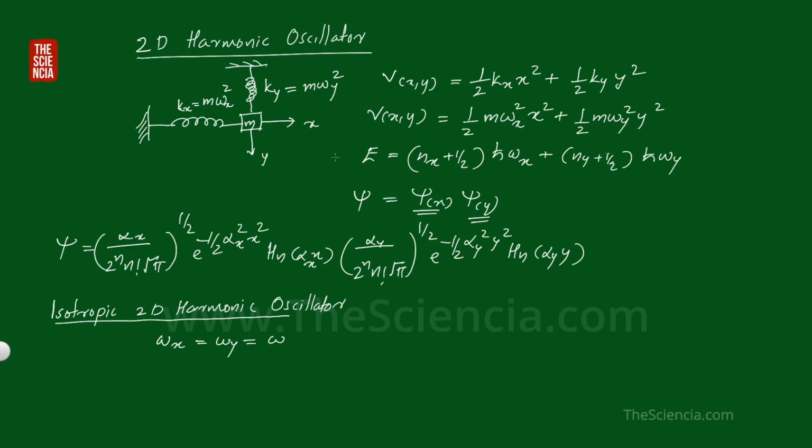So we can write the energy expression E is equal to nx plus half h cross omega, since omega x equals omega, plus ny plus half h cross omega. That is, we got energy is equal to nx plus ny plus 1 into h cross omega. This will be the energy of an isotropic 2D harmonic oscillator.